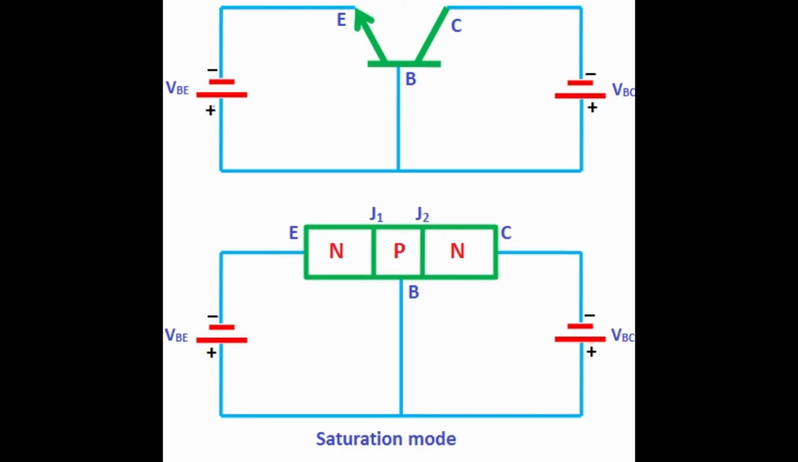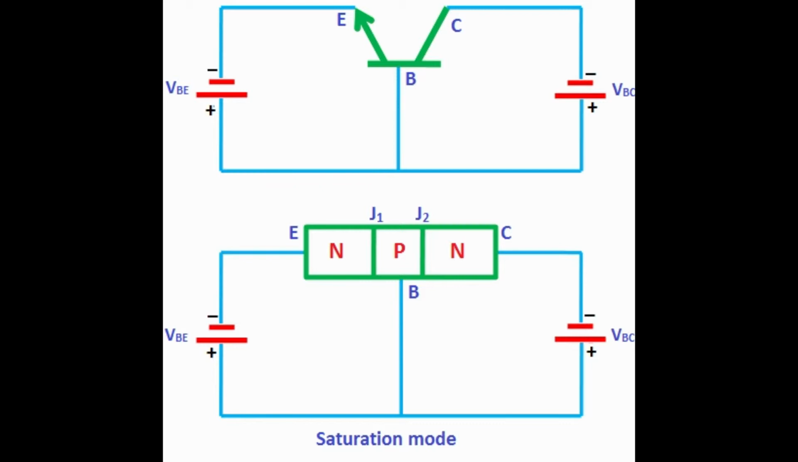In the saturation mode, both junctions of the transistor, emitter to base and collector to base, are forward biased. In other words, if we assume the two PN junctions as two PN junction diodes, both diodes are forward biased in saturation mode. We know that in forward bias condition, current flows through the device. Hence, electric current flows through the transistor.